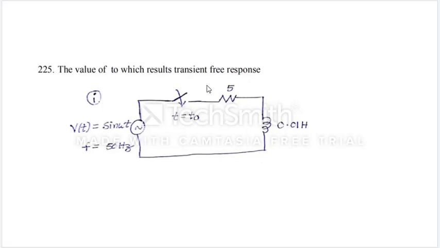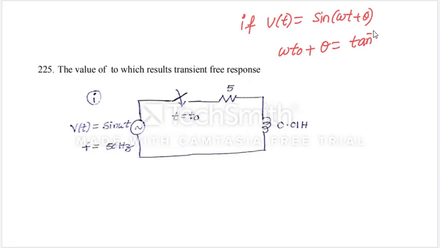For the transient free response, we have seen the conditions. If the supply is a sine, of the form sin(omega t plus theta), the condition is omega t naught plus theta equals tan inverse of omega tau. This is the condition. Let us apply this condition now here.